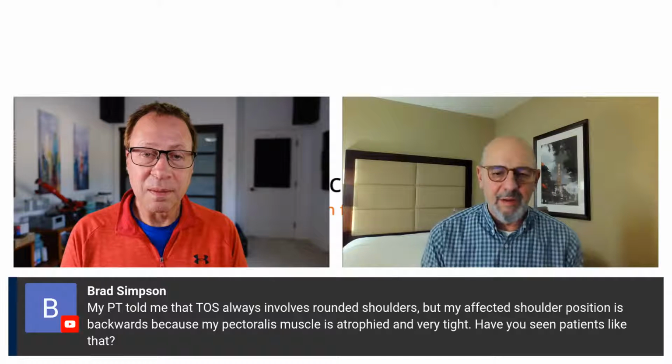Yeah, I wouldn't say that. I would agree that a lot of patients have rounded shoulders, but since there are other areas of the thoracic outlet that can cause compression, I would say it's not necessary to have rounded shoulders. It could be something happening at the scalene and the first rib.